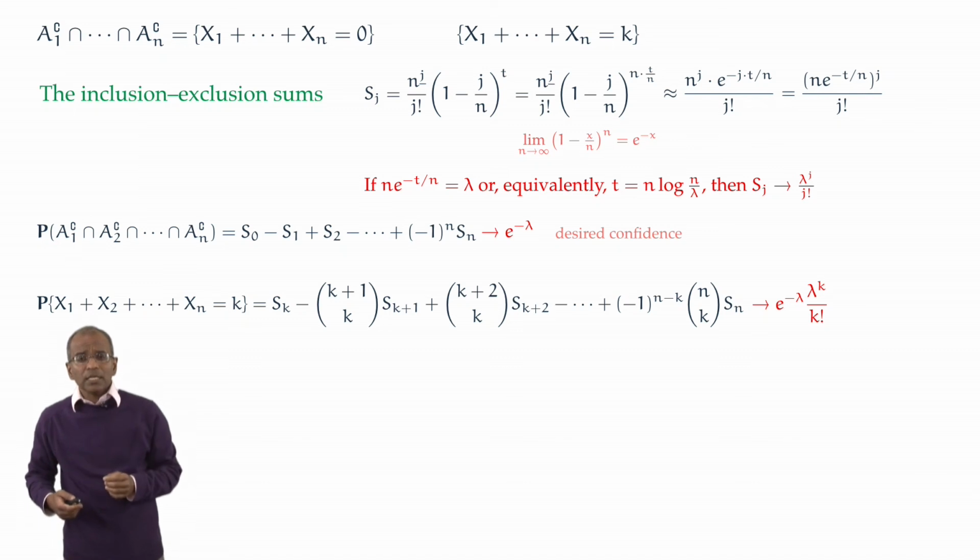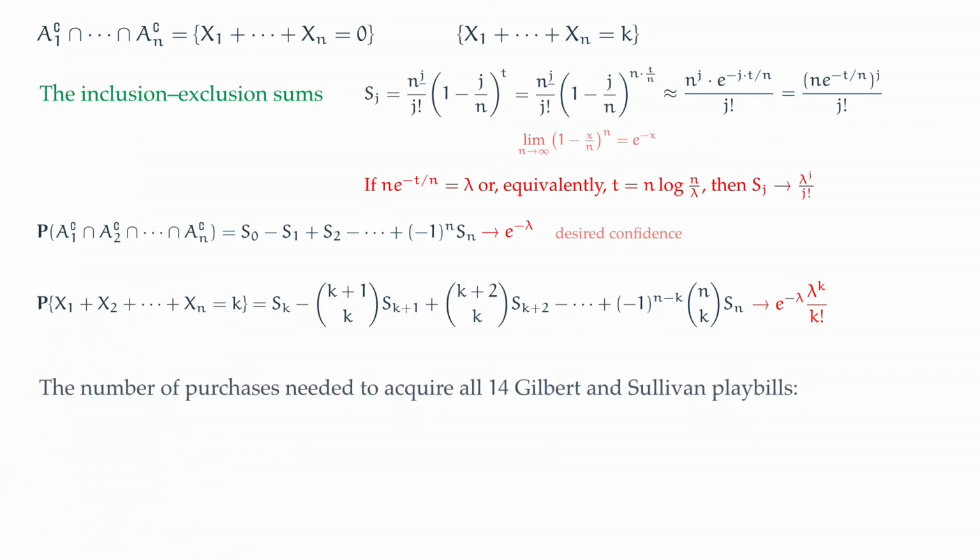So let us say that I want a 90% chance of getting all the playbills. There are 14 playbills at hand. How many purchases do I need? Of course, this is the million-dollar question. How much money am I going to waste in searching for this will-o'-the-wisp? If I want a 90% confidence, then I want my e to the power minus lambda to be about 0.9, or lambda to be about 0.1.